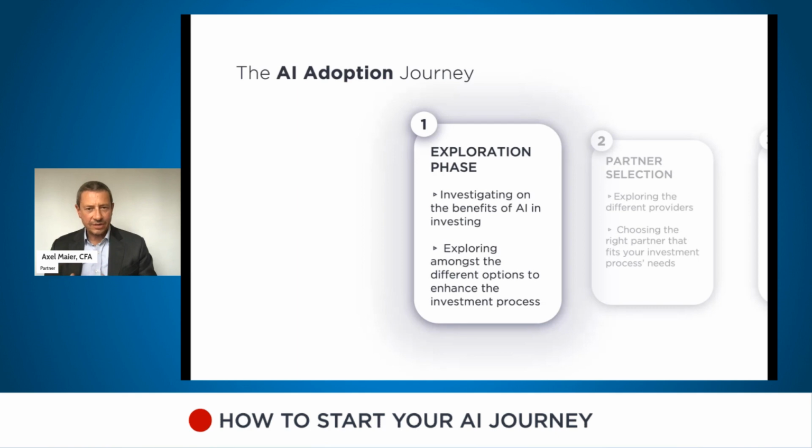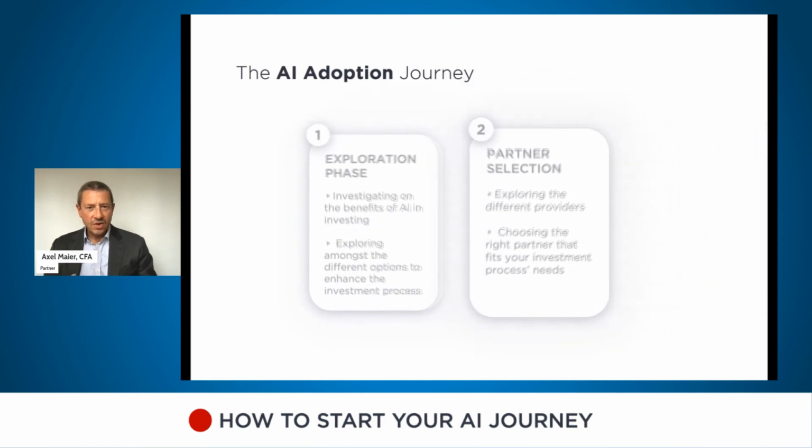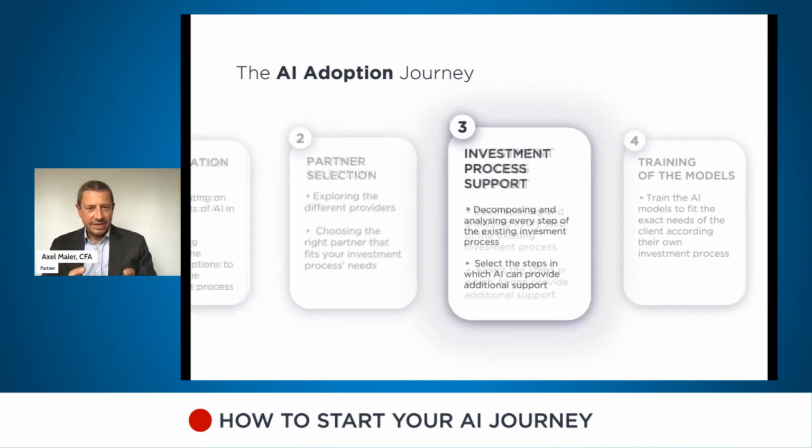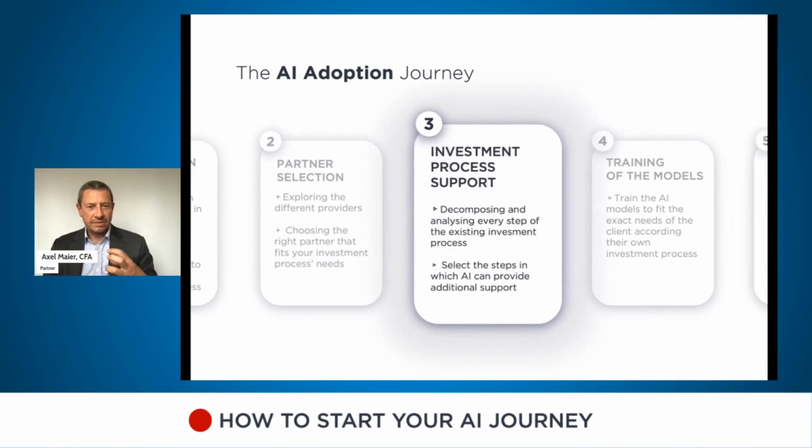So in the partner selection, this is then where you find the provider that makes sure that you don't have to adapt, that the AI is adapting. It's very important. So somebody who understands what you do, has the right insight, and can deliver proper suggestions for you. So after this part is done, then together as a team, you would go through the investment process, really understand it, decompose it, and then find the areas where the AI can help.